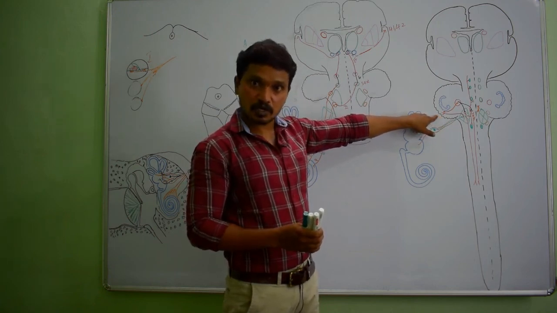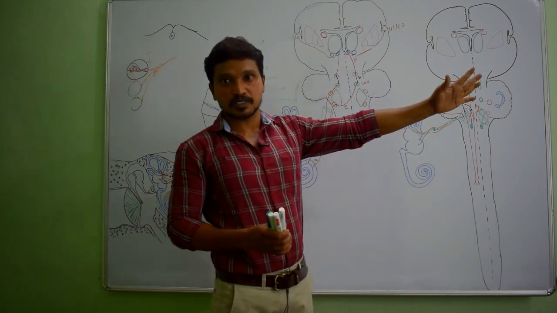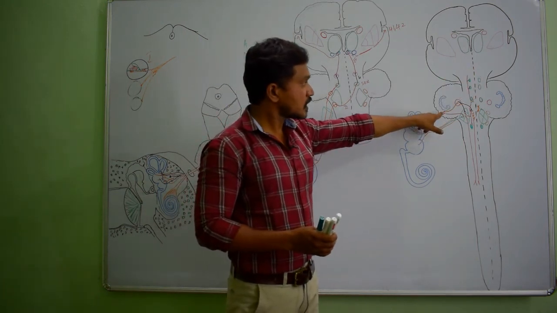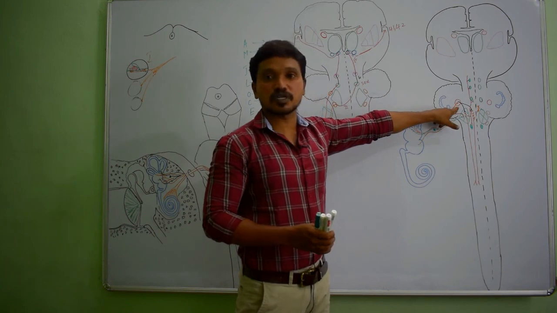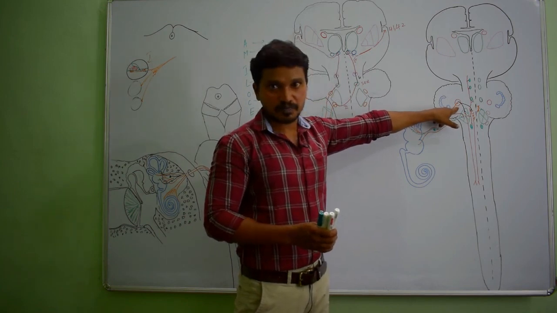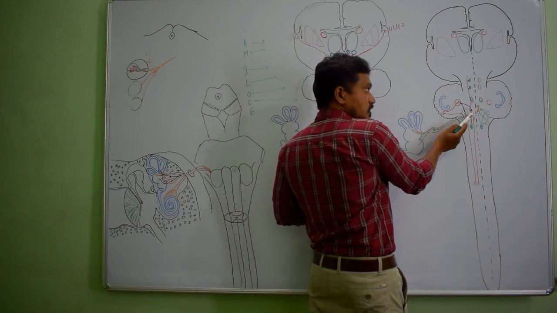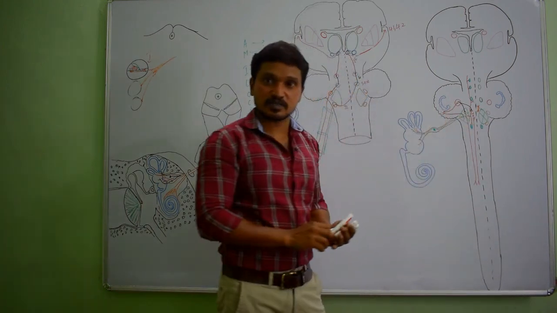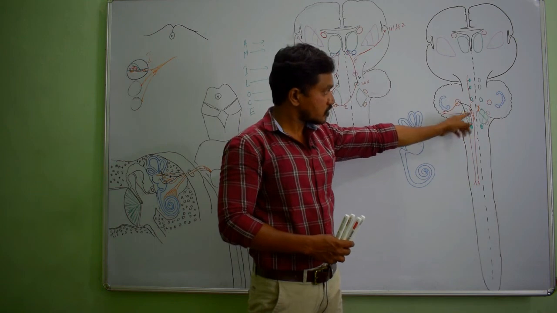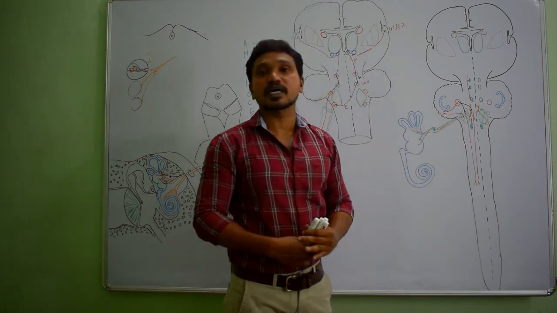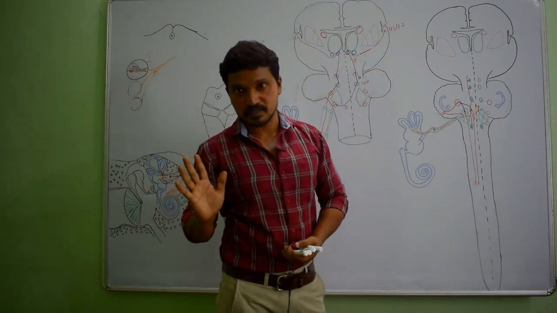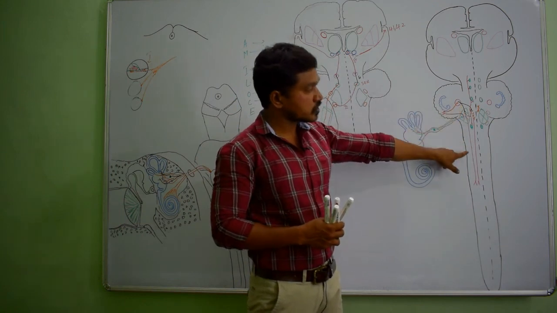From the flocculonodular lobe, efferent fibers arise. Those efferent fibers reach the fastigial nucleus, which is present in the cerebellum only. From the fastigial nucleus, some neurons connect to the reticular formation and the vestibular nucleus. Some neurons from the vestibular nucleus descend down and terminate in the anterior horn cells. So this tract we call the vestibulospinal tract.